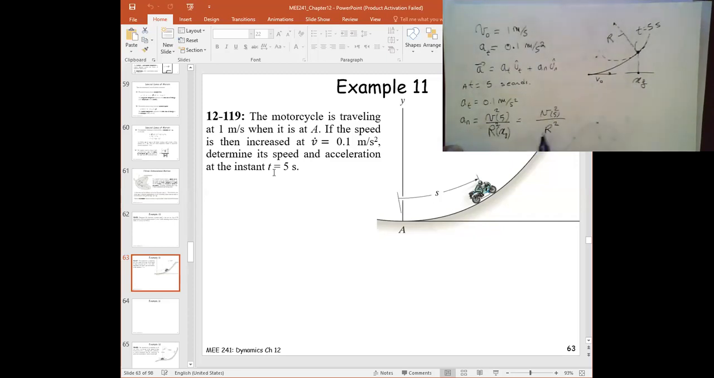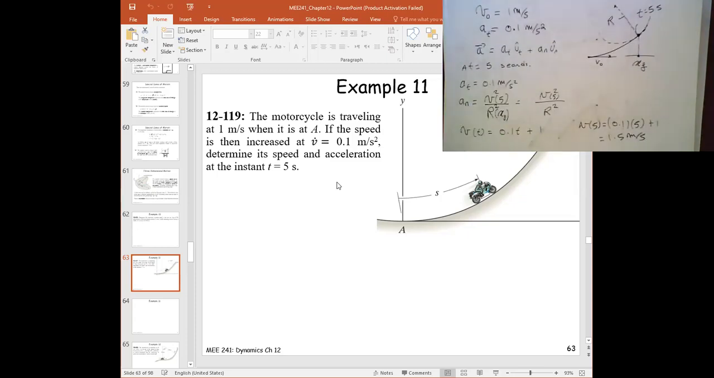So I need to know V of 5, and I also need to know R at 5 seconds. How can I find the velocity after 5 seconds? We integrate A of T, exactly. So what is the integration of 0.1? 0.1 T plus V0, which is 1. So V of 5 is going to be equal to 0.1 times 5 plus 1, which is 1.5 meters per second.